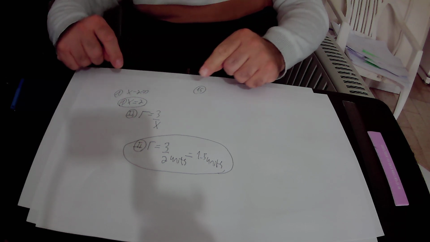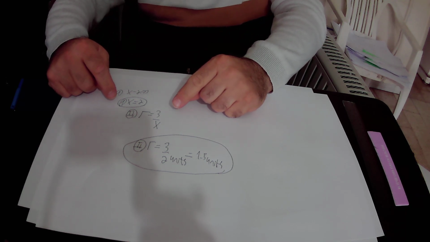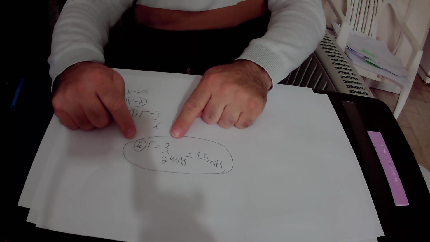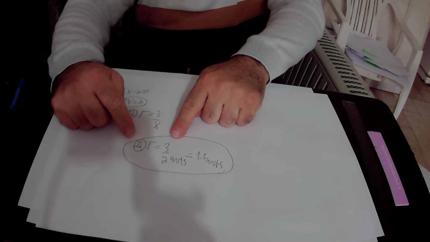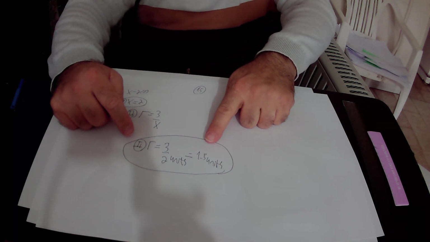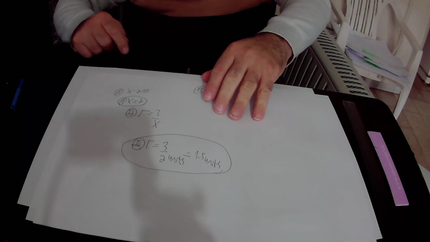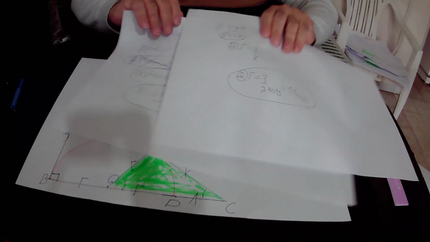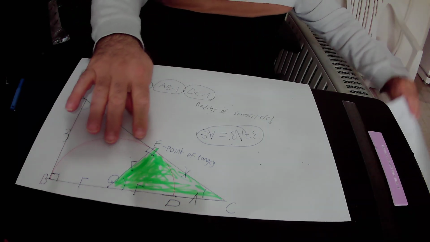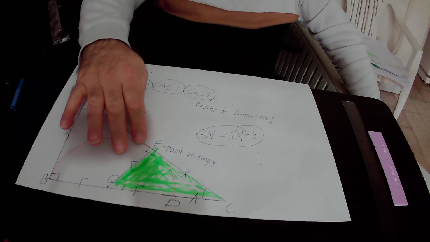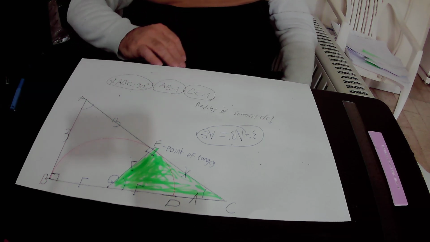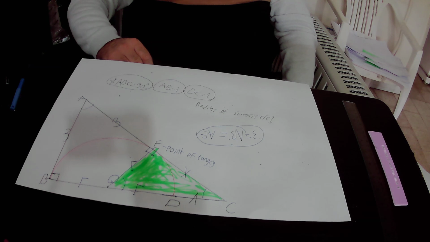So we substituted x by 2 in equation number 2, and we got that the radius of the semicircle equals 3 over 2 units, or it equals 1.5 units. I will repeat again. The radius of this semicircle equals 3 over 2 units, or it equals 1.5 units. Okay? Thank you very much.